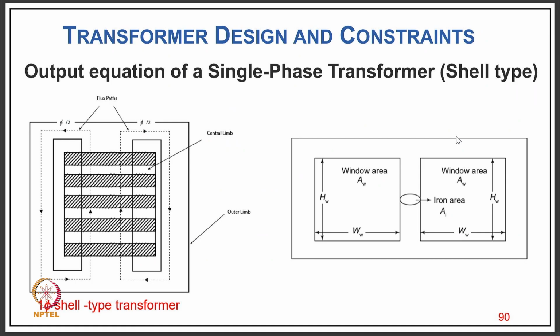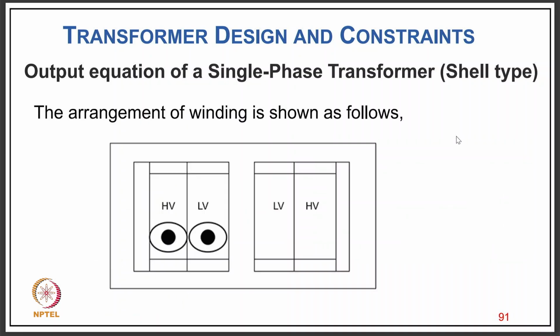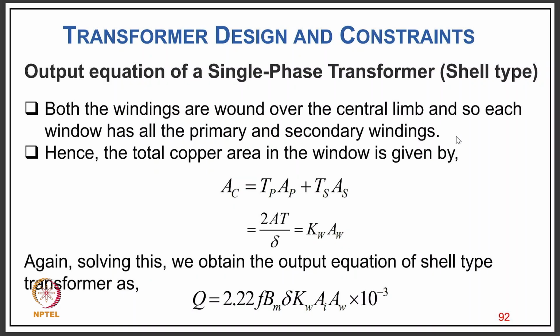Now you can just see how this gets modified for the single phase shell type of transformer, because of the arrangement of the shell type, you have both the windings on the central limb. So the side limbs carry half the flux, but the central limb has the full flux which links both the primary and secondary windings. You can see how the windings are put: LV is closer to the core and HV is farther away from the central limb. And here of course the difference is that both the windings are wound over the central limb.